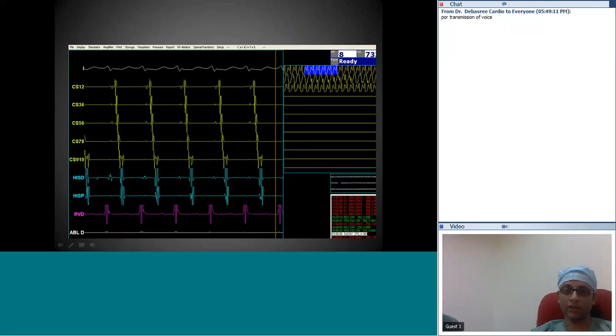This is another example. CS 1-2, you have fusion between B and A, because B and A are very close to each other. So you have fusion. Again, another example.